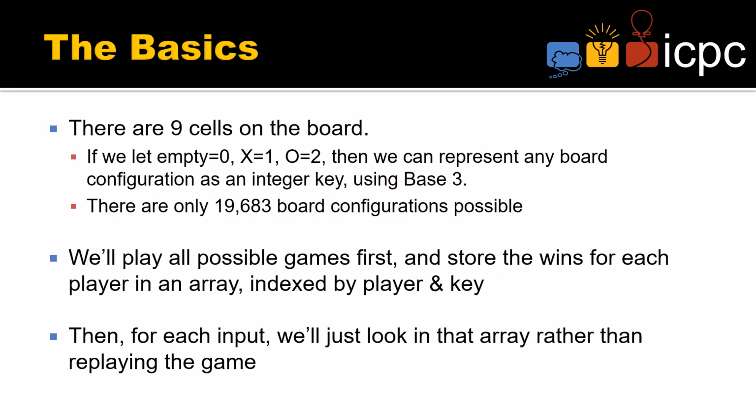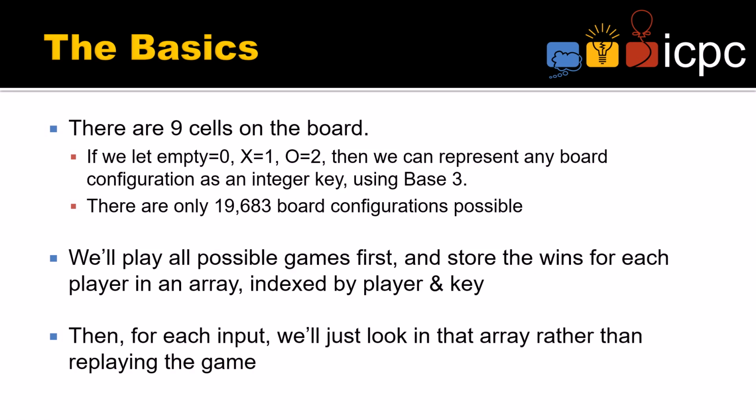Some basic tricks for solving this problem. First of all, there are 9 cells on the board. So if we use the digits 0, 1, and 2 to represent an empty cell, an X, and an O, then we can compute an integer key for any board position by using base 3. And it turns out that there are fewer than 20,000 board configurations possible.